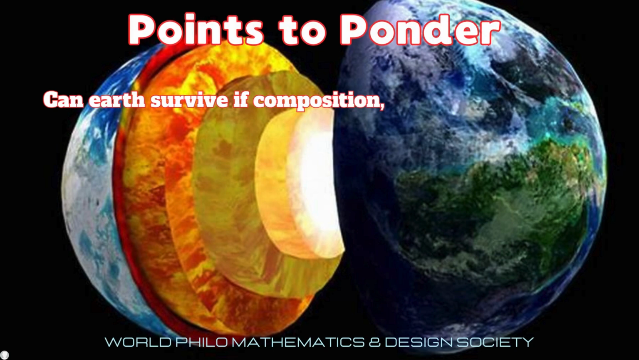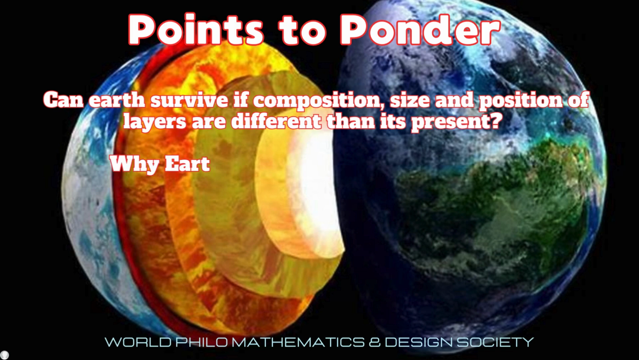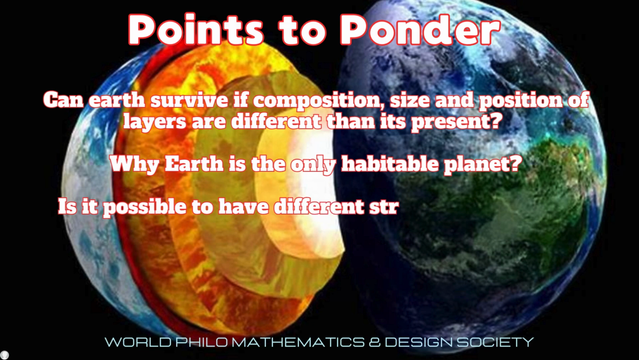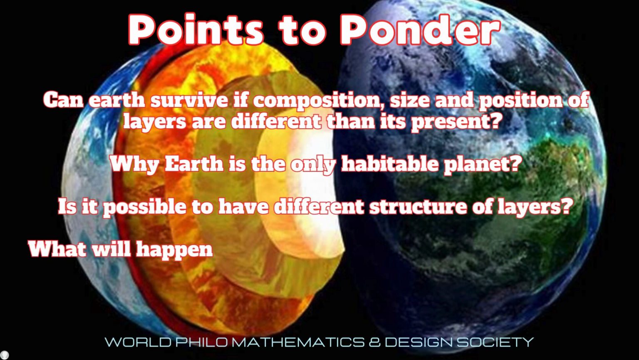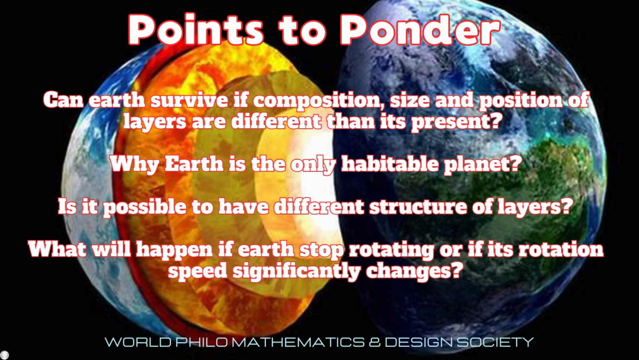Points to ponder. Can Earth survive if the composition, size, and position of layers are different than its present? Why is Earth the only habitable planet, or at least the only known habitable planet? Is it possible to have a different structure of layers? What will happen if Earth stops rotating or if its rotation speed significantly changes?